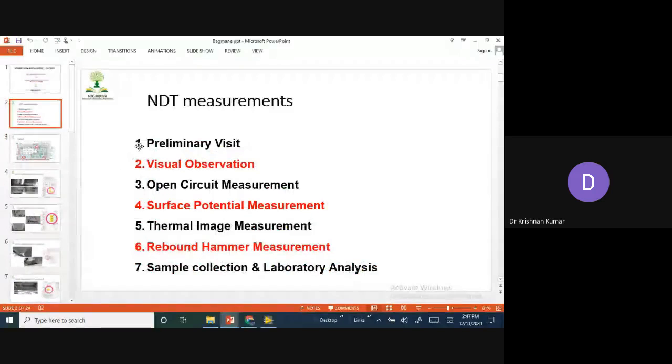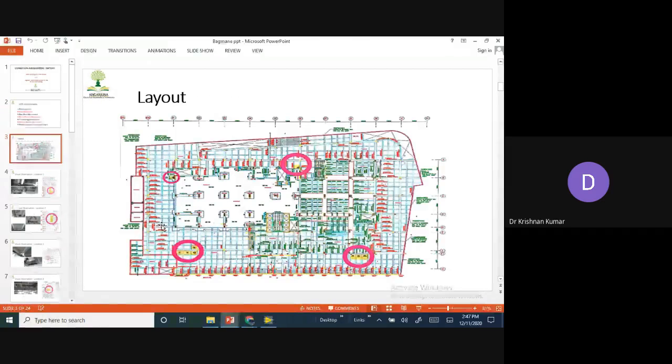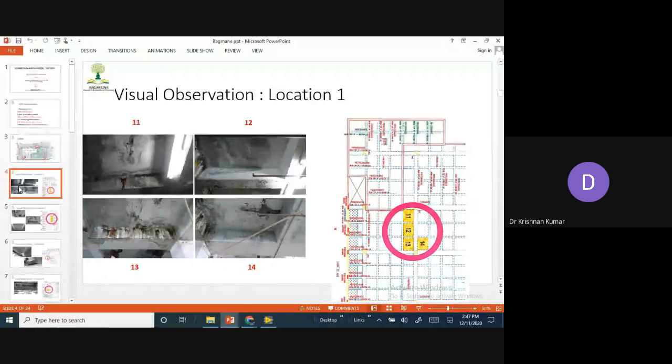These are the NDT measurements. Number 1 is visual observation. After that, there are electrochemical measurements, which are open circuit and surface potential. We made thermal measurements, rebound hammer, and sample collection and laboratory analysis. So this is the general non-destructive testing. Why am I showing it here? Here I will explain how I used the NI product and how I used LabVIEW.